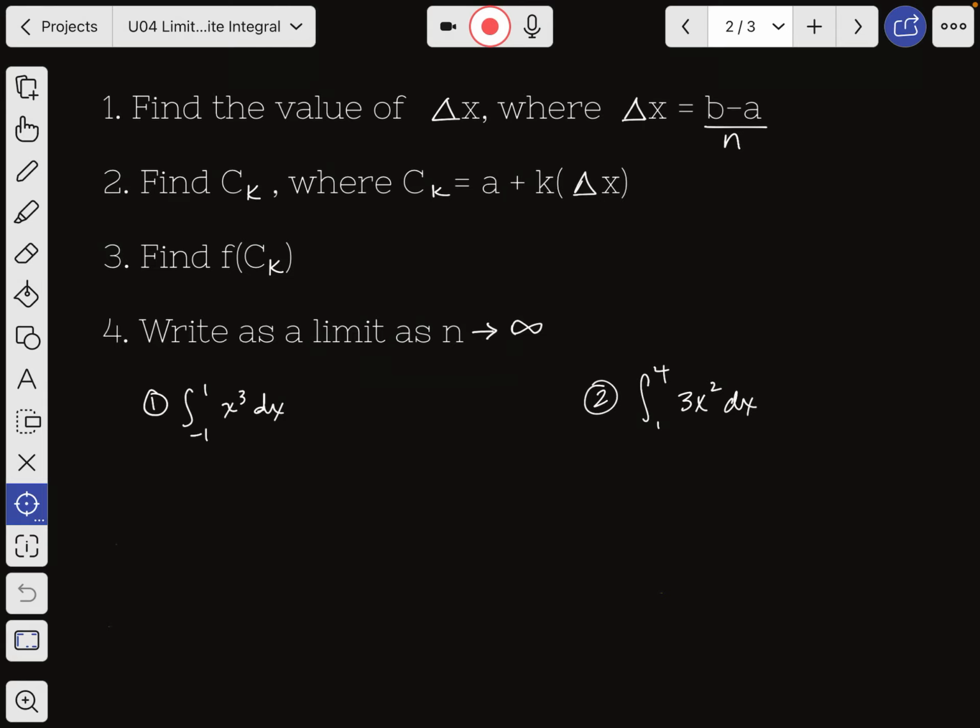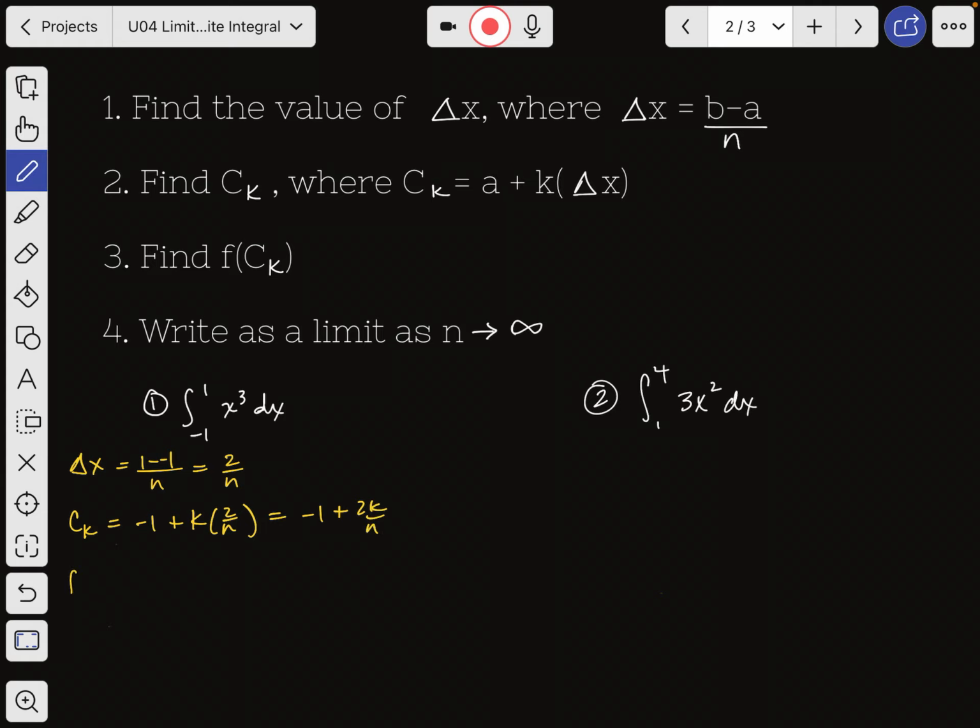So let's practice. Problem number 1 says we're looking for the integral from -1 to 1 of x cubed dx. So our first step is to find delta x. And that is going to be the upper limit minus the lower limit divided by n. So this is just going to be 2 over n. Step 2 says find c sub k. Well, c sub k is equal to the lower limit plus k times delta x. And we can clean this up a little bit.